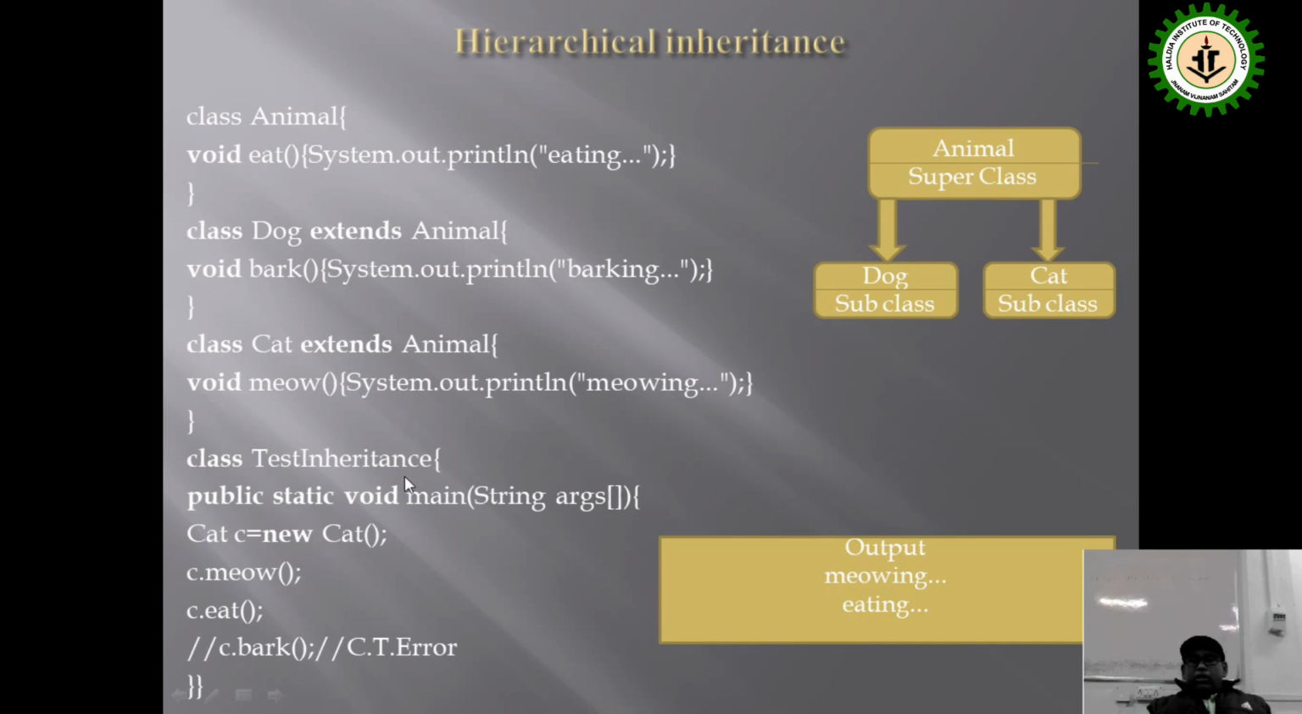Then create the object of the child class, cat c equal to new cat. C dot meow and c dot eat. But we cannot write c dot bark, because then a compile time error will be shown. This is the hierarchical inheritance.